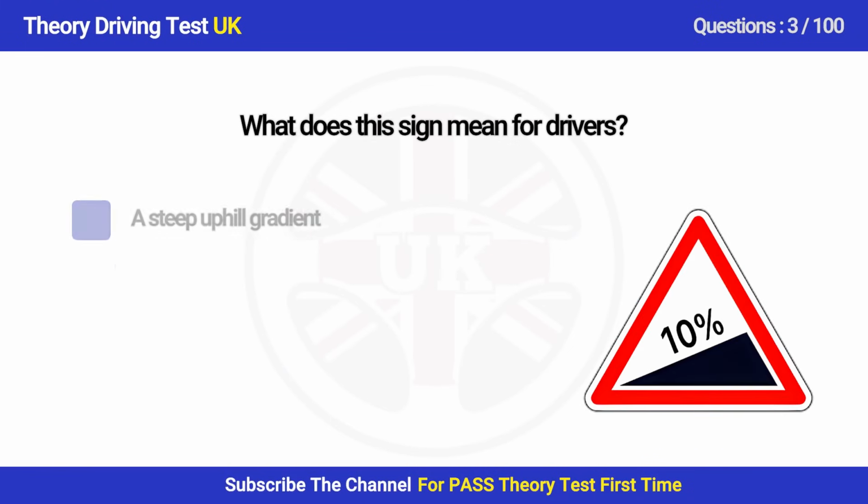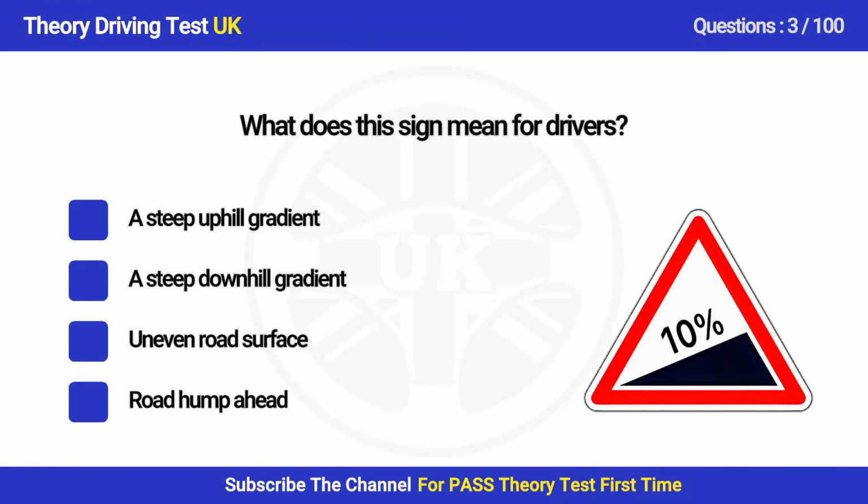Question 3. What does this sign mean for drivers? A. A steep uphill gradient. B. A steep downhill gradient. C. Uneven road surface. D. Road hump ahead.